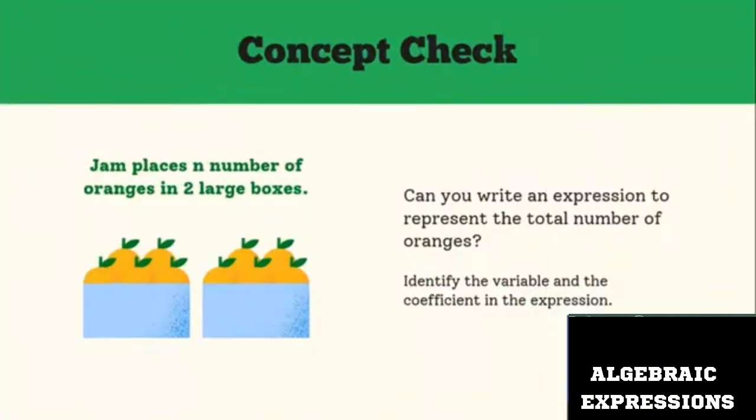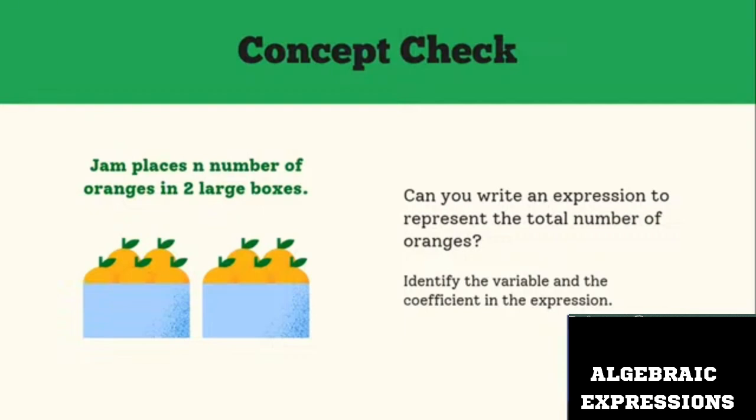Okay, now let's try a simple equation. We're given a problem. Jem places n number of oranges in 2 large boxes. Can you write an expression to represent the total number of oranges? Identify the variable and the coefficient in the expression. This one is quite simple. We can work it out quickly without having many problems.